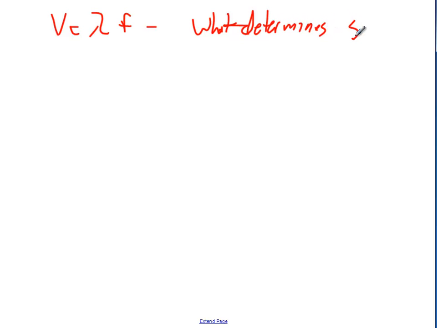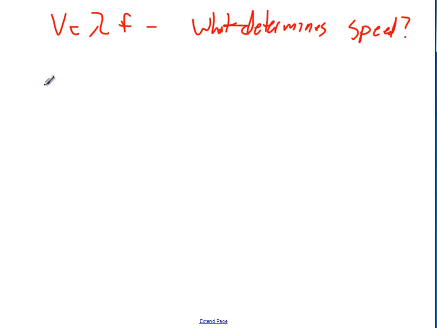Now this leads us to one question though. If V equals wavelength times frequency, what determines the speed? How do you make a wave go faster? This is sort of an interesting question because it only depends on the medium.